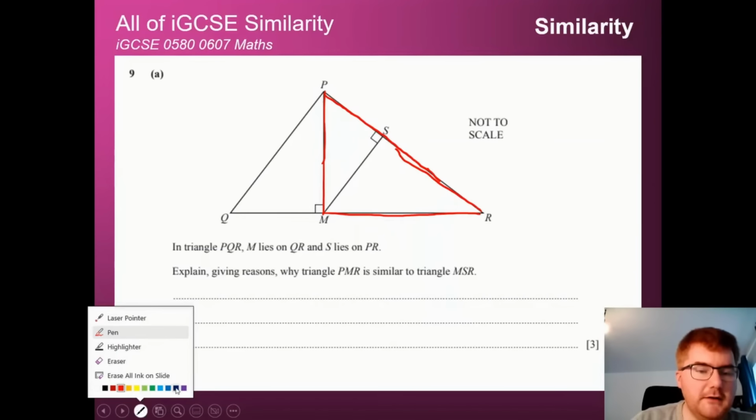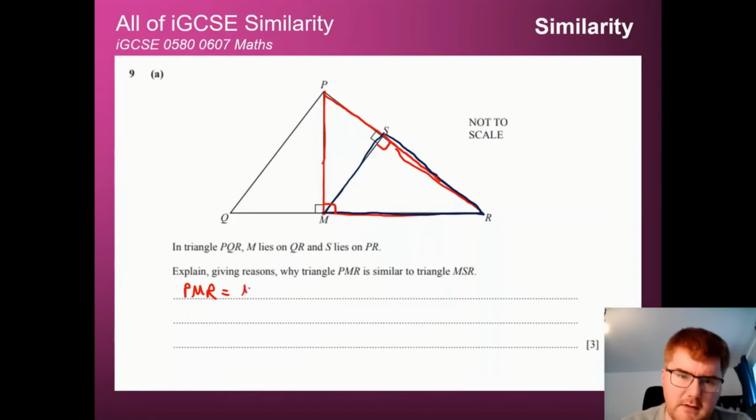Right, so notice that this is a right angle here. It's on the same straight line. And we've got a right angle here as well. So we need to write this in nice and carefully. So PMR is equal to MSR, and they're both equal to 90 degrees. Again, I think that's quite clear why that's the case. I don't think we need to write any more reasons on that.